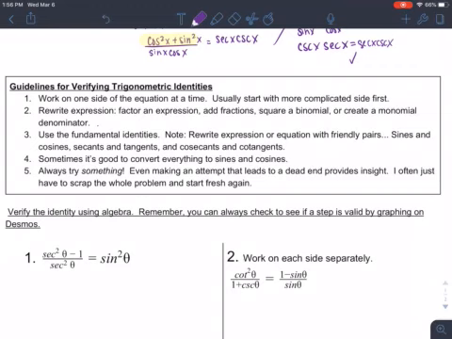Okay, so some tricks for you. Always work on the more complicated side. Okay, use factoring rules, like GCF, perfect squares. We want to rewrite things in terms of sine and cosine. Convert everything to sine and cosine. Okay, and then if you get stuck, just start over. Like cross it off and start again. I would cross it off so you remember what you've already tried.